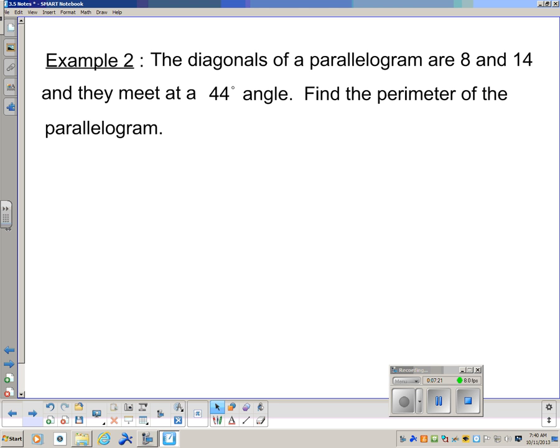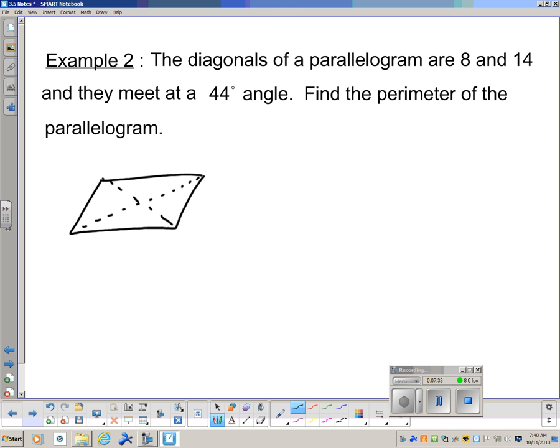Find the perimeter this time. So given that same information here, we've got that 44-degree angle. We said this is 136 because 44 and 136 have to add to 180. And then we've got our diagonal length there. So we've got an angle there, and then we split these up, and this was 4 and this was 7 over here. So if we could find those side lengths, we'd be good to go.